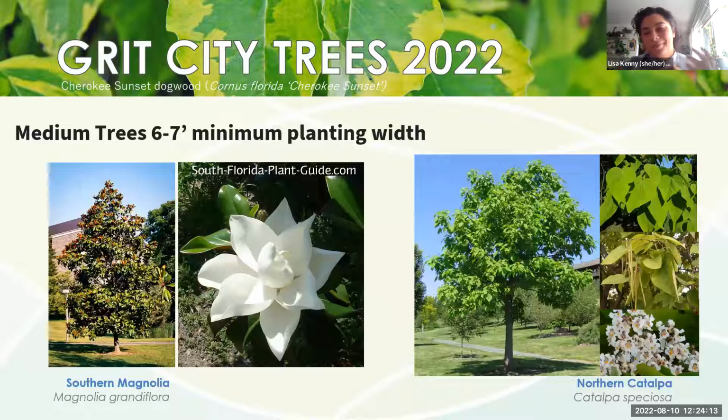We have a couple of different cultivars of southern magnolia that we're going to offer this year. One of the coolest things about this tree is that it's a broadleaf evergreen tree. So this tree will also stay green all year round. These will get about 30-ish to 45-ish feet tall.